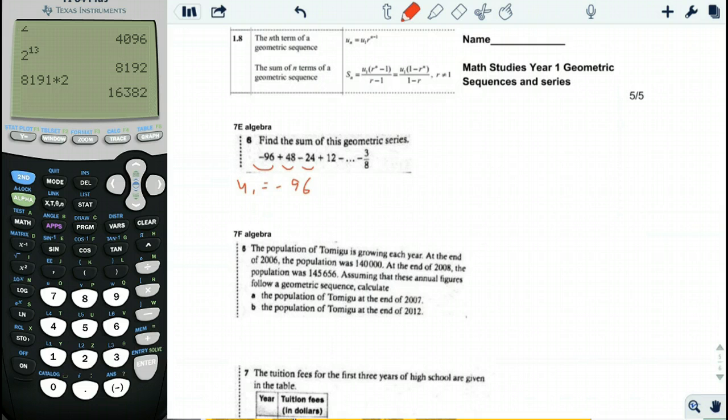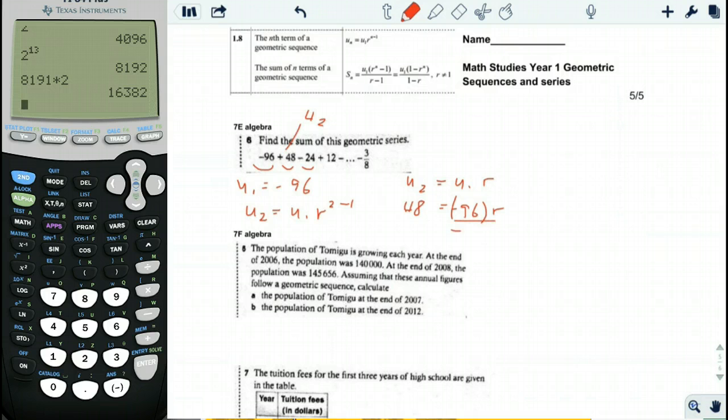We'll use the term equation to do that. u2 equals u1 times r to the 2 minus 1, which is the same thing as u2 equals u1 times r. Well, u1 we know is negative 96. u2 we can see is 48, right? So based on this information, we can figure out what r is, right? u2 is 48.